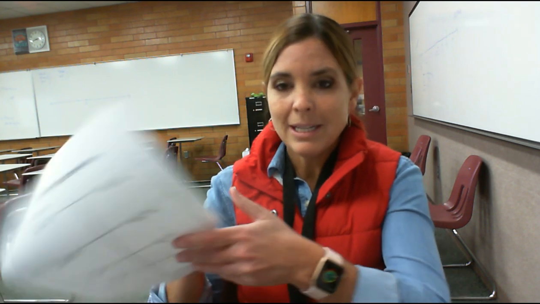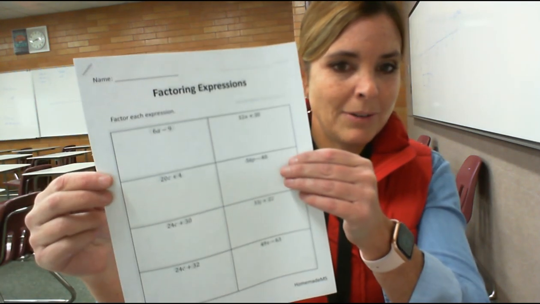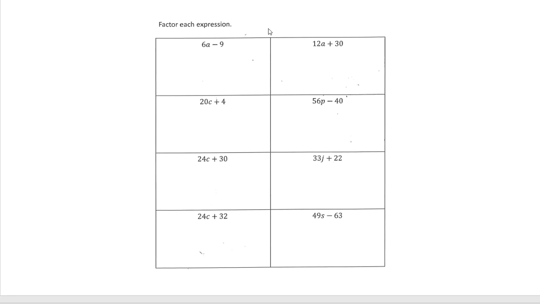Before we get started, make sure that you have this paper right here, the one that says factoring expressions in front of you, because that's the one we're going to be working on together.